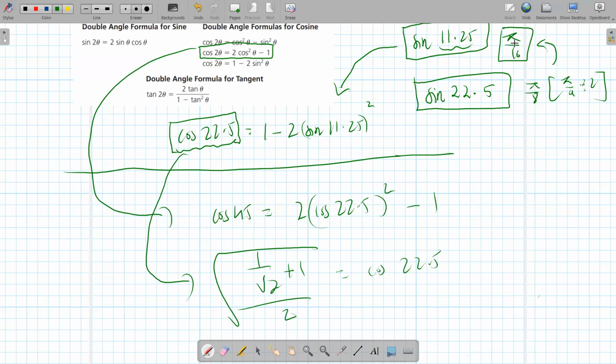But what if I asked you, this is pi over 16. What if I asked you pi over 32? So I have to do it... Yeah, you have to first find what cos of 11.25 is. And then you have to do it like 3 different times if you're starting from scratch.